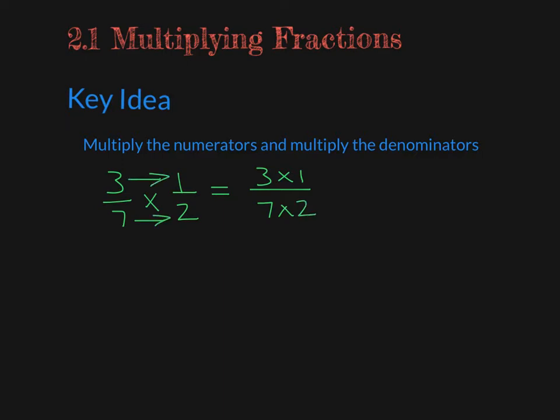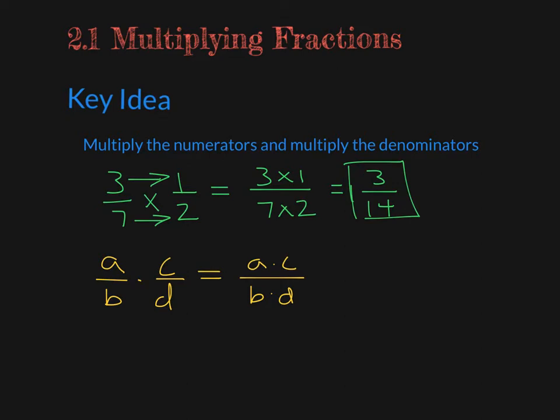So it's a lot different than adding, because with adding you have to find a common denominator. We often say that multiplying fractions is a lot easier than adding and subtracting fractions. So I would just go straight across. 3 times 1 is 3. 7 times 2 is 14. And so that would be my final answer.